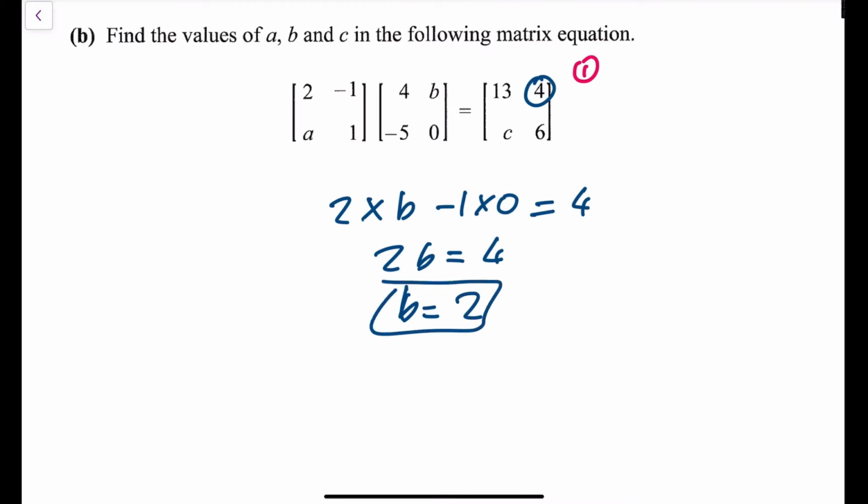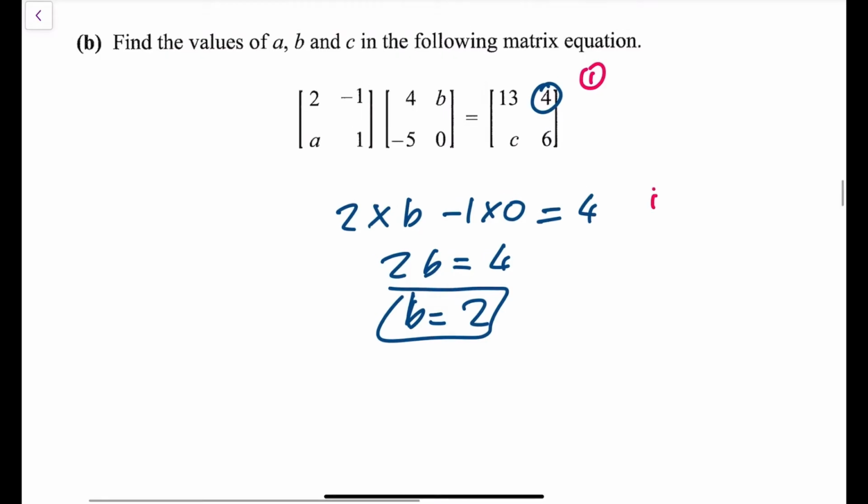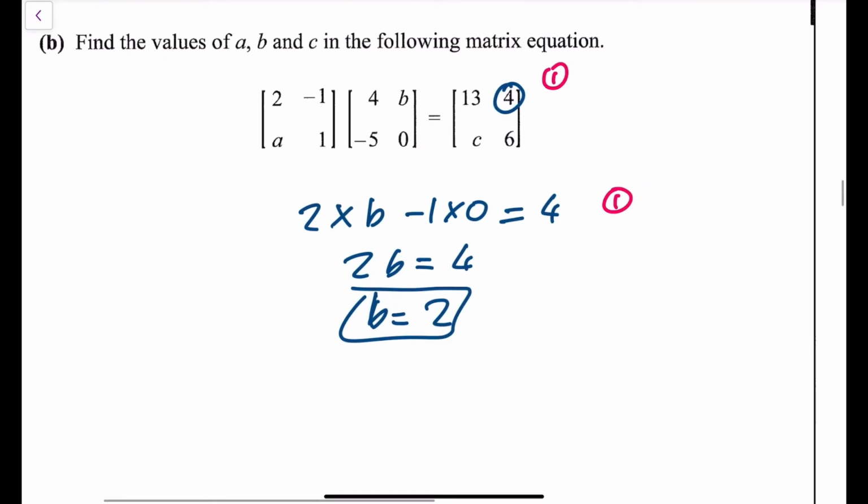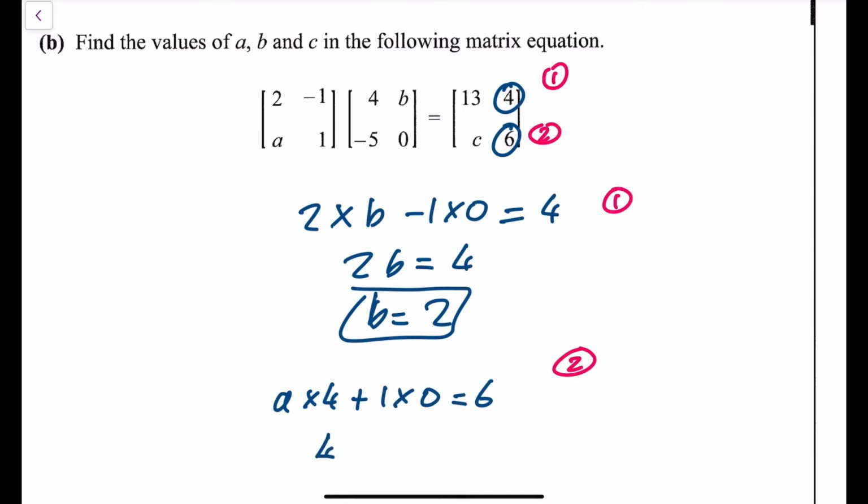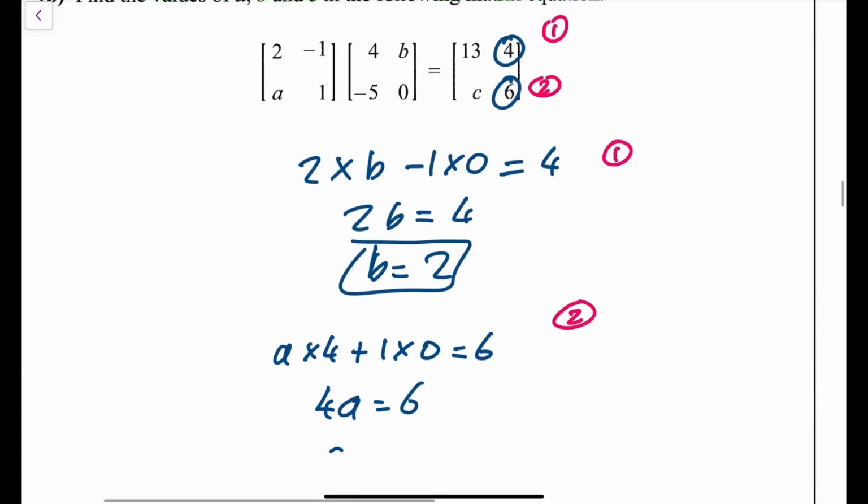And then the next thing I did, let me just write up what I'm doing here. That was number 1. The next thing I did then, I did this one. So that was the second thing I did. So that is my second row, second column. So you do your elements in your second row times elements in your second column. No, sorry, that should have been second row times second column. So it should be a times 4 plus 1 times 0. And that gave me 6. So 4a is equal to 6. a works out to be 1.5.